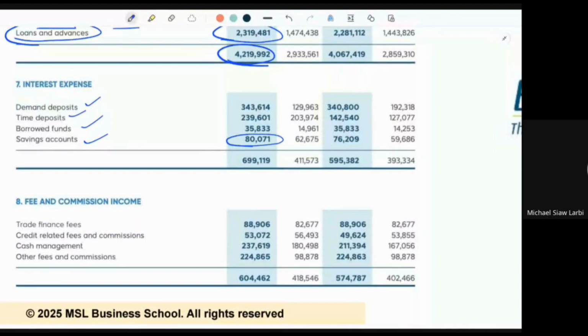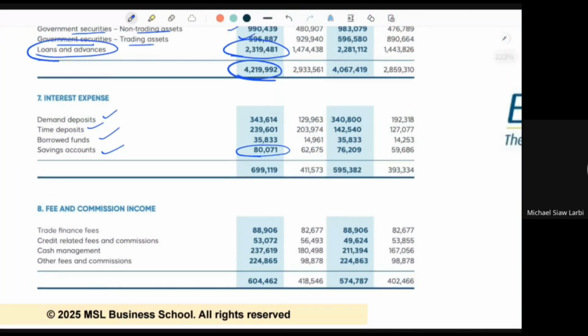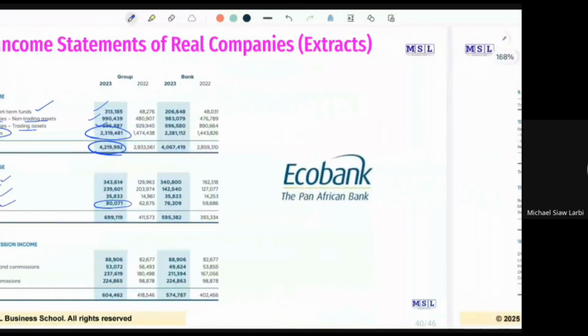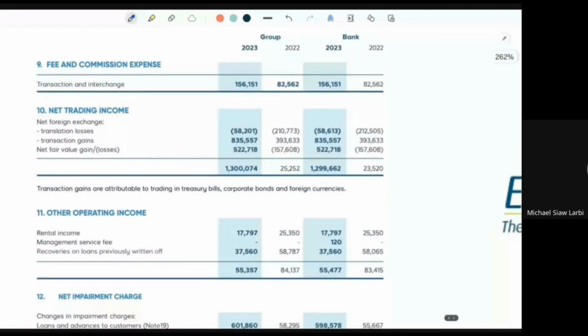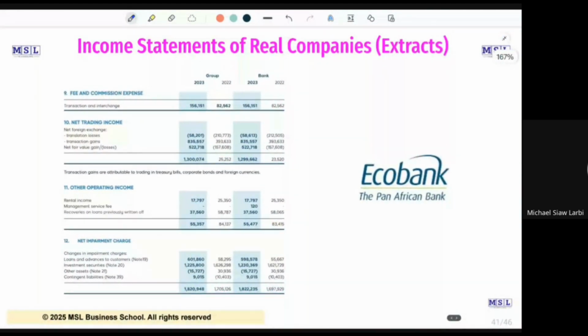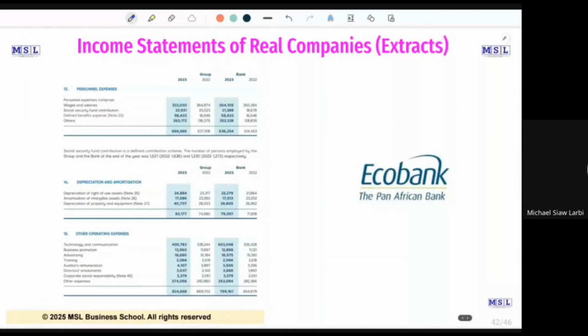Then they break everything down, right, into these component parts. So you also see the other ones here. No need to go through. It's online, so you can just Google EcoBank's financial statement. So that is about it. These are still the notes.